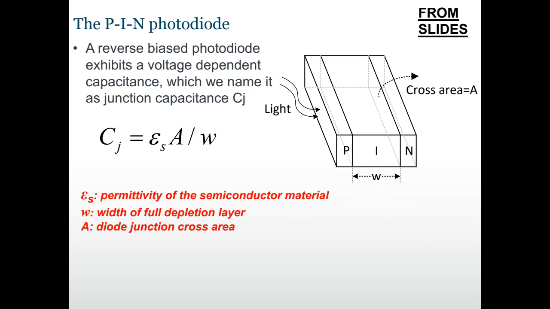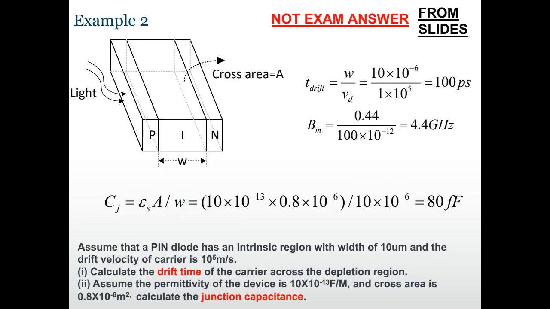One more thing is capacitance. Normally the width and the area are given to you in the exam question, and the permittivity is a constant that will be given to you on the exam paper. So here is one example from the slides, in the same form as the exam question. You have the drift time. You need to calculate drift time based on this.